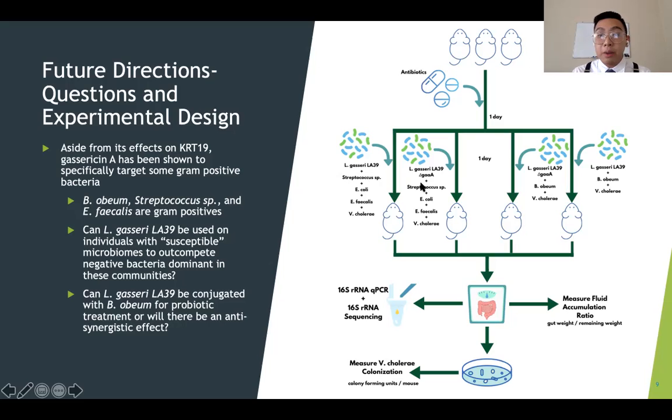In terms of our experimental design, we would use a similar mouse model. However, the main difference would be that one group would be LA39 with the negative microbiome members, and the other would be LA39 with the positive microbiome members. From there, we would test the interactions through fluid accumulation ratio, Vibrio cholera colonization, and then also 16S qPCR and sequencing to tell us the abundance of these bacteria at the end of infection.